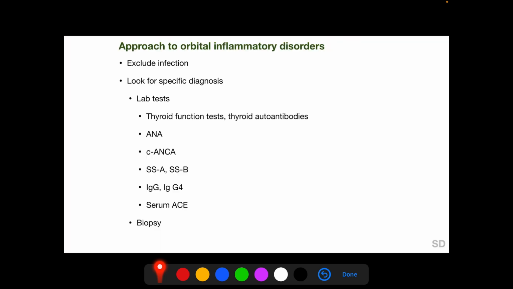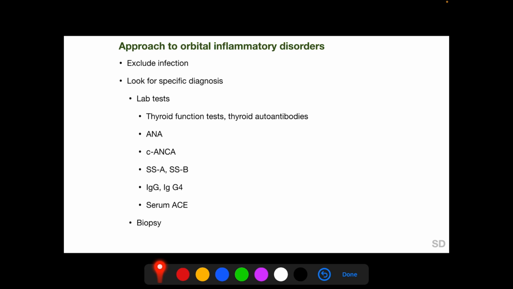Now, one general point to note about orbital inflammation is that when a patient presents with orbital inflammatory symptoms and signs, we have to first exclude infection. After excluding an infection, we have to look for known conditions causing orbital inflammation, and for that we have to perform lab tests and biopsies. Among the lab tests, we have thyroid function tests and thyroid autoantibodies, as well as several other tests which are directed towards the known causes of orbital inflammation.